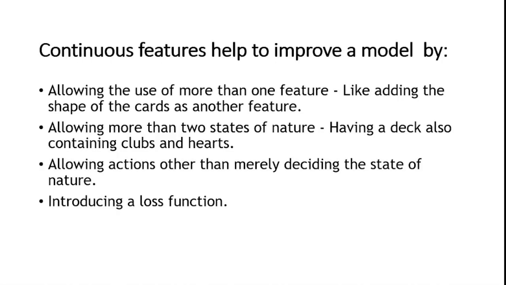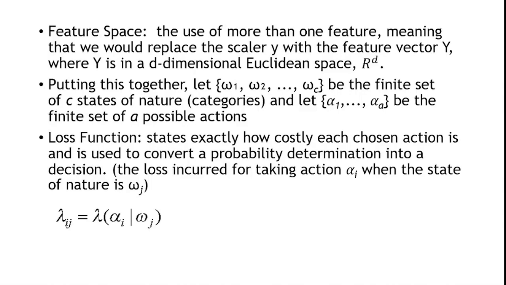Continuous features also introduce us to loss function. So before we move on, feature space is the use of more than one feature, meaning that we would replace the scalar x with the feature vector x, where x is in a d-dimensional Euclidean space Rd. Feature space allows more than two states of nature, provides a useful generalization with small notational expense. Allowing more actions also opens up the possibility of rejection, or refusing to make a decision in close cases. This can be very useful if being indecisive is not too costly.